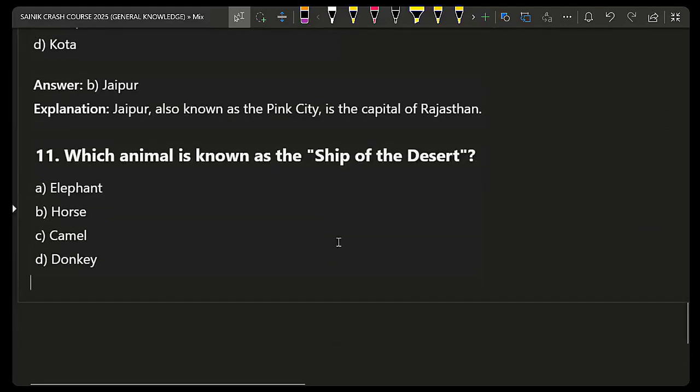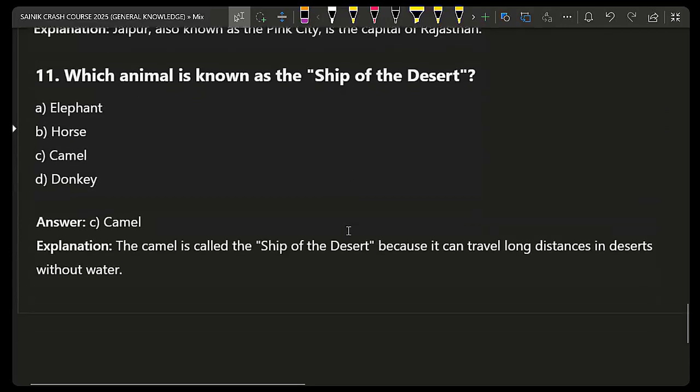Very good. Still, some people are giving wrong answers. Simple question. The camel is called the ship of the desert because it can travel long distances in deserts without water.